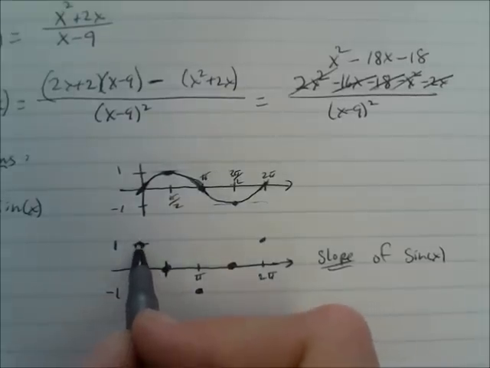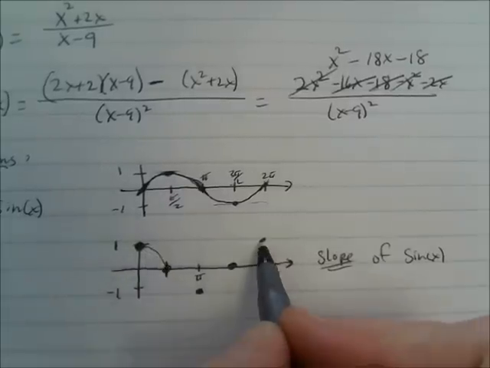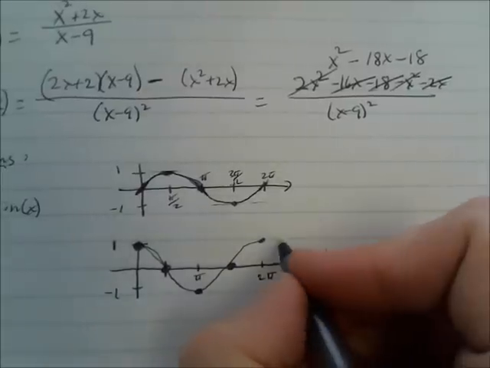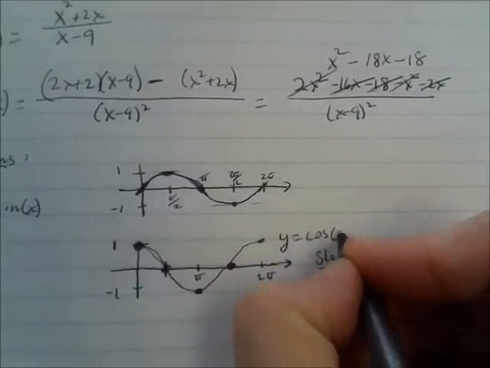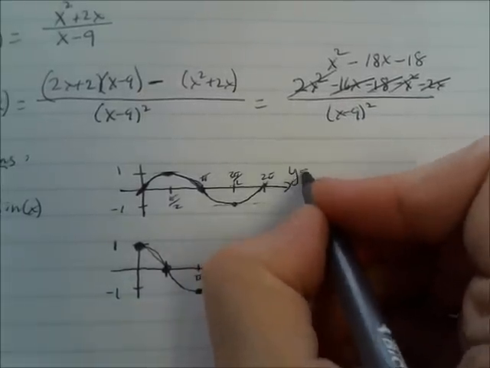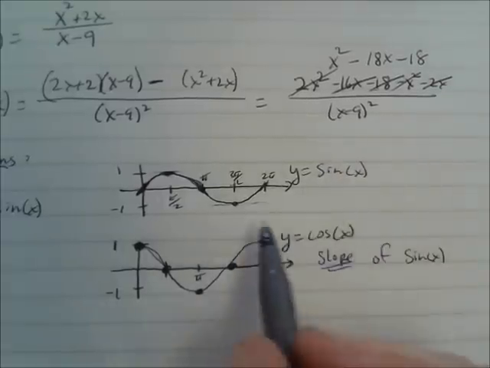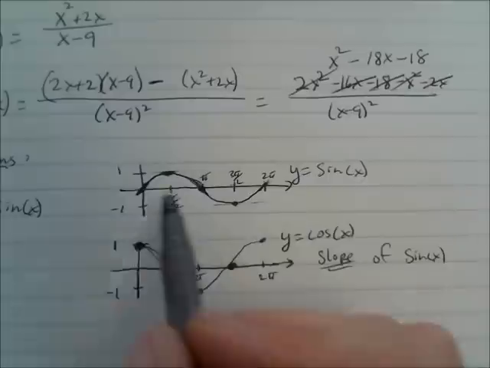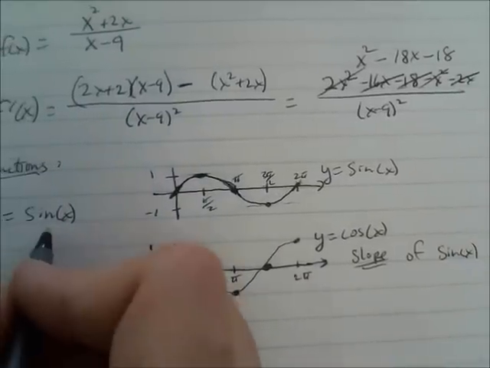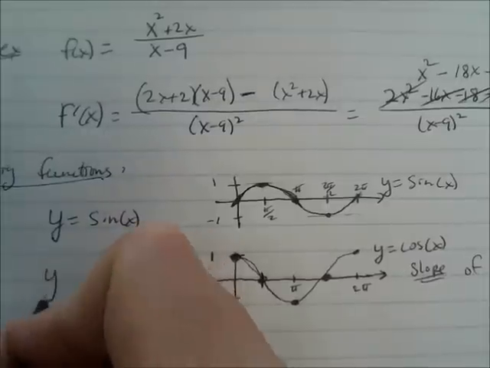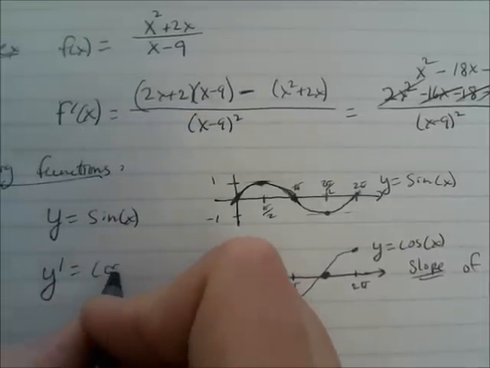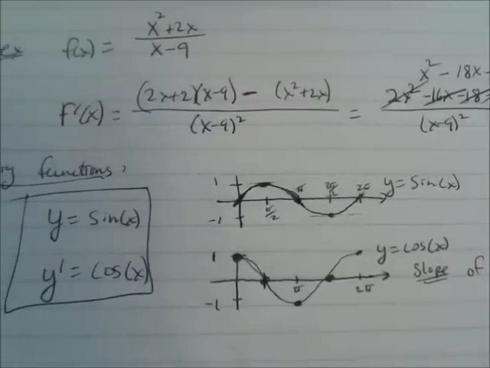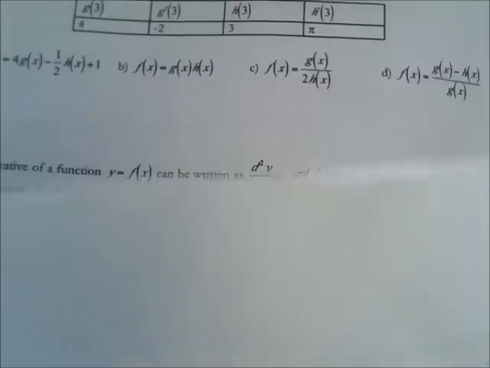And now if you connect these points with a nice smooth curve, hopefully you've noticed that we get the cosine graph. Y equals cosine of x. Here's y equals the sine of x. And it all has to do with what is the slope of the sine curve at each individual point. So if you're given y equals sine of x, the derivative is equal to the cosine of x. That's pretty important. Now let's find the derivative of the cosine.